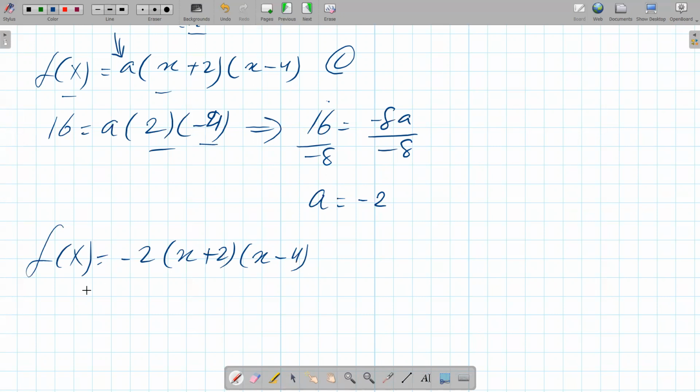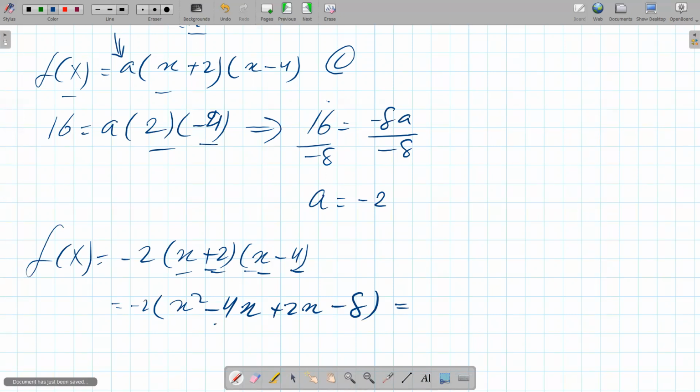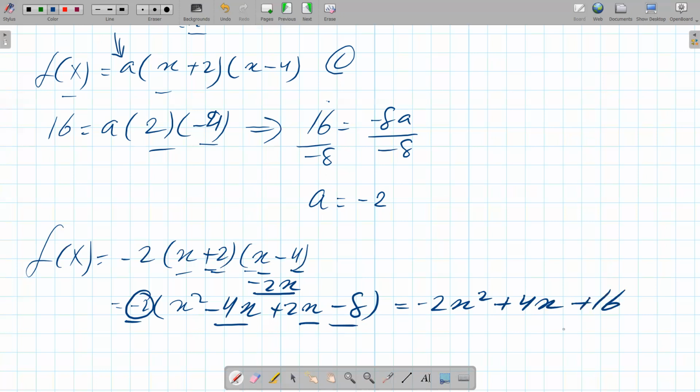And we can convert it into the standard form. x times x becomes x squared. x times -4 becomes -4x. And 2 times x becomes 2x. And 2 times -4 becomes -8, right? Here, -4x and 2x becomes -2x. Then -2 times x squared becomes -2x squared. -2 times -2x becomes 4x. And -2 times -8 becomes 16.